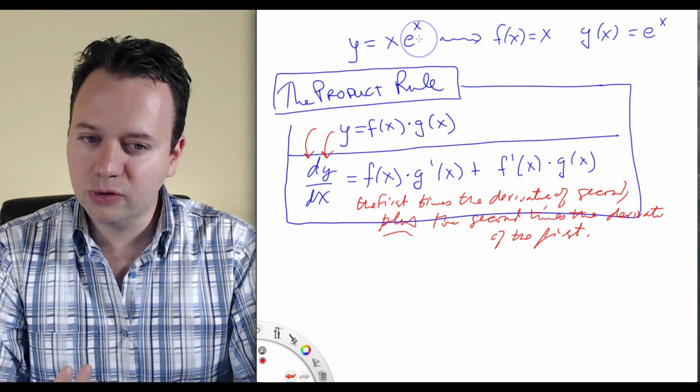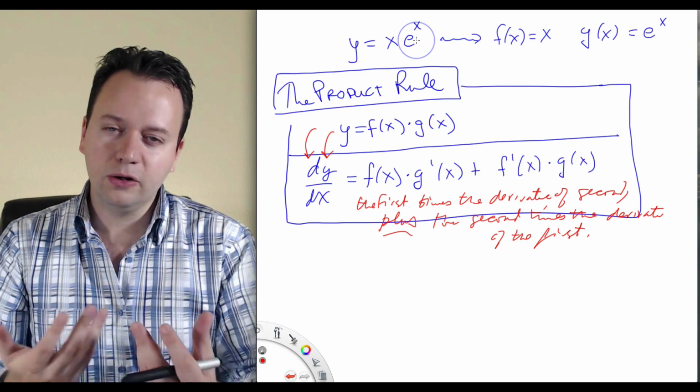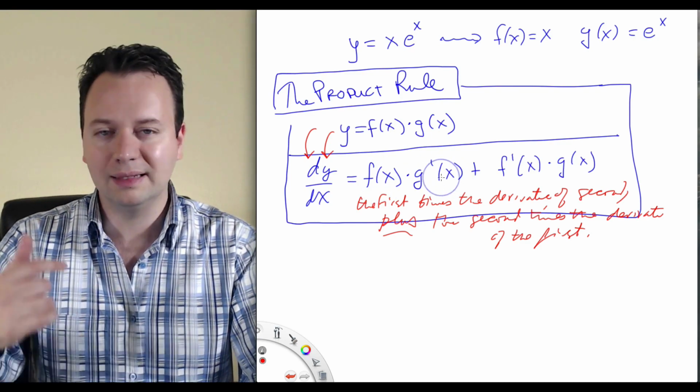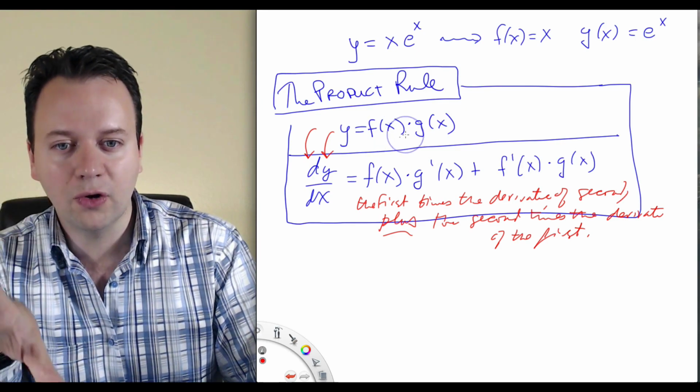But as with the chain rule, once you get the rule into your system, you don't need to actually identify f of x and g of x except for in your head. It's the first function and the second function.